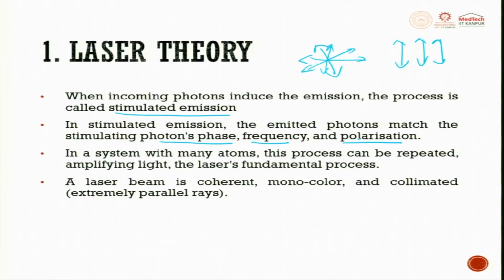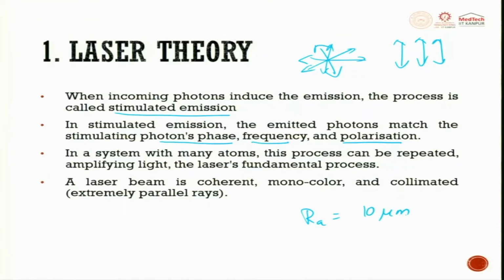When we are talking about metal additive manufacturing, with a roughness of 10 microns and a grain size of around 50 microns, the laser focusing spot should be close to this. Then only can you get a good quality output. In a system with many atoms, the process can be repeated, amplifying light, which is the fundamental laser process. Finally, in a nutshell, the laser beam is coherent, monocolor and collimated. So, this gives you the freedom of focusing.